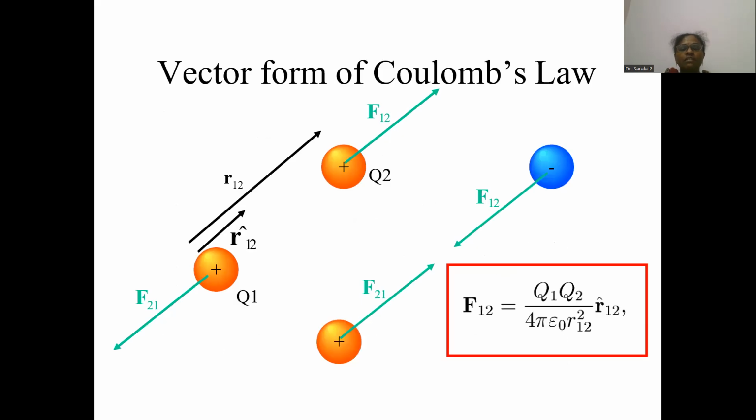Okay, now let us go with the vector form of Coulomb's law. Let us see here, there is a Q1 charge and there is a Q2 charge.